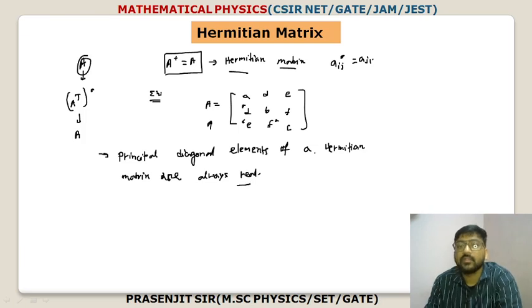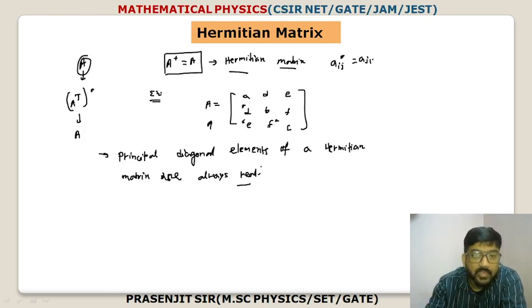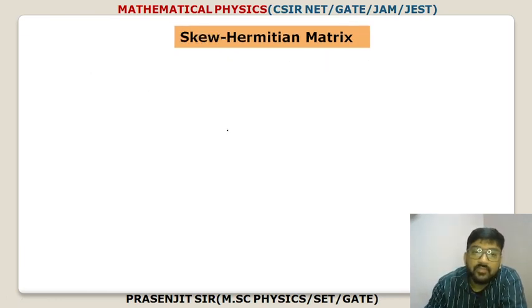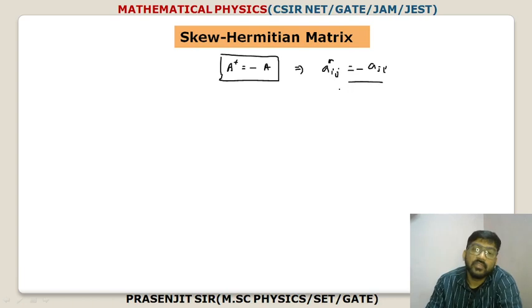ये रियल होता है. ये जो ABC दिख रहा है, ये डायगोनल एलिमेंट्स, ये क्या होता है, ये रियल होता है. ठीक है. Similarly for skew Hermitian matrix, what is the definition of skew Hermitian matrix? That is A dagger is equal to minus A. Very simple. So we can write for element Y, that is Aij star is equal to minus Aji.